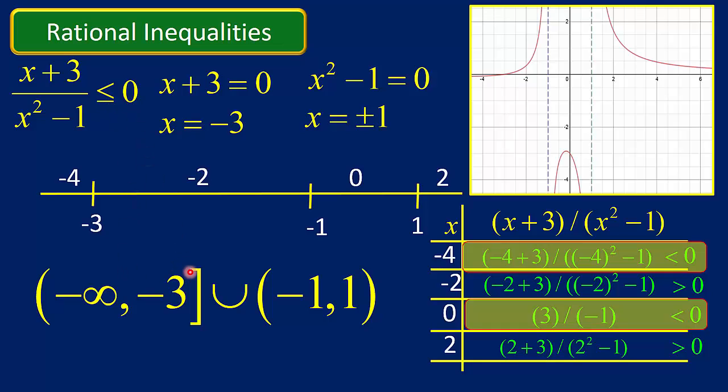So the -3 is included because it's less than or equal to. So I have to account for where it's actually equal to 0. However, with these asymptotes, I'm not going to include those. Okay, so that's my solution region there.